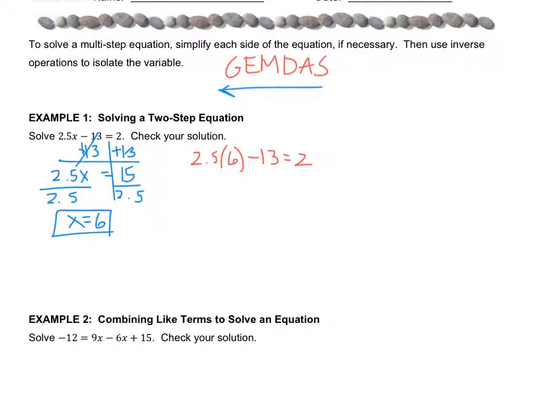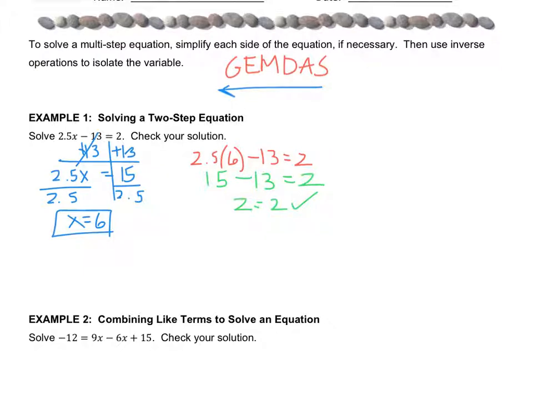So the first thing order of operations says to do is 2.5 times 6, which I know is 15. Oh, what? That's weird. So 15 minus 13 equals 2. And don't just write it and then go, yeah, I know it's right. Actually do it. 15 minus 13 is 2. So you get the same thing on both sides.